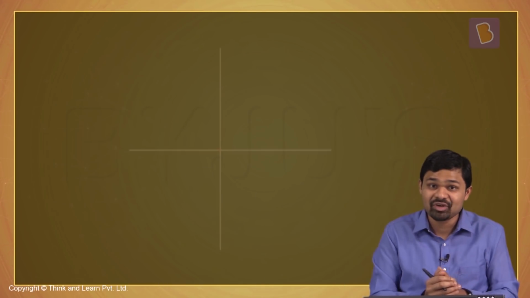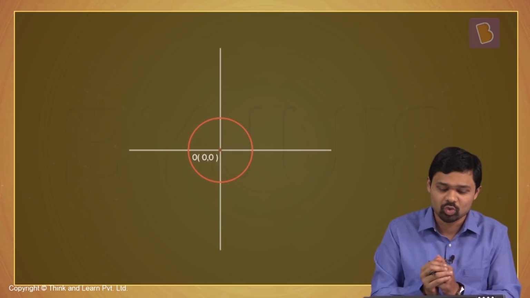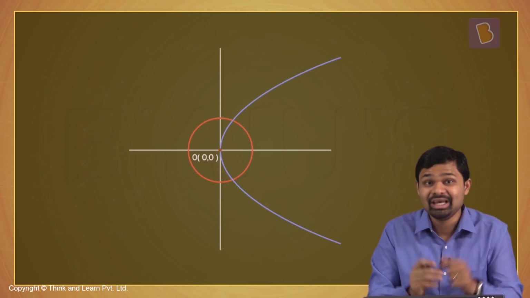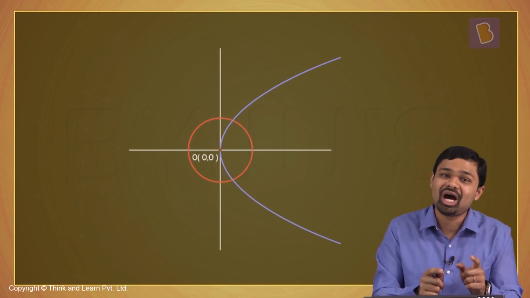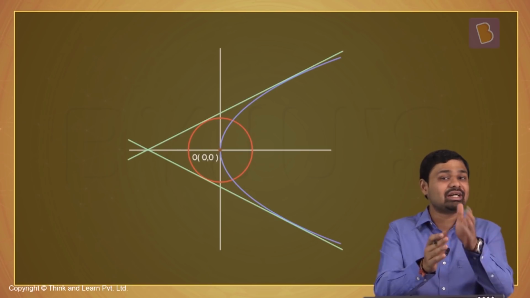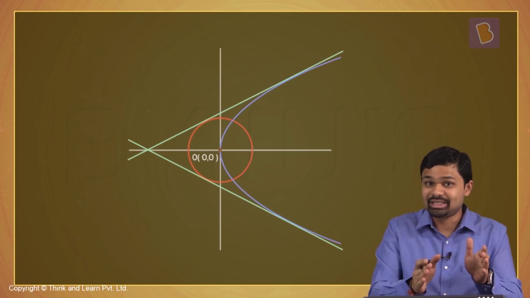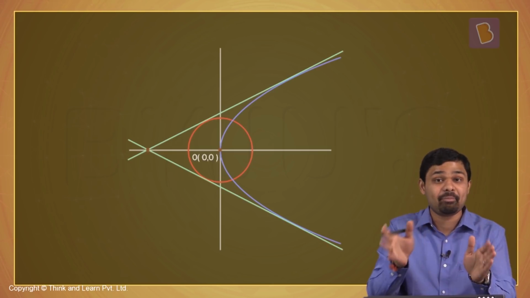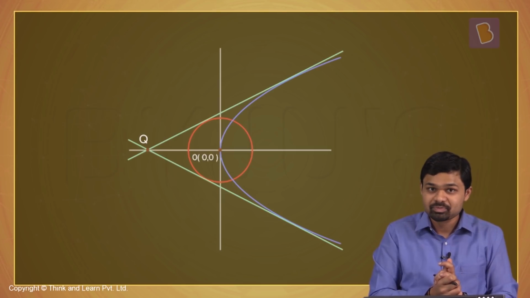So what has been told in the question, we have a circle, x square plus y square is equal to a half. So it's a circle of radius 1 by root 2. And then we have the standard parabola, y square is equal to 4x. There are 2 lines which are both tangents to the circle and the parabola. So the lines are tangents to the circle and the parabola, and they meet at a point, let's say Q.